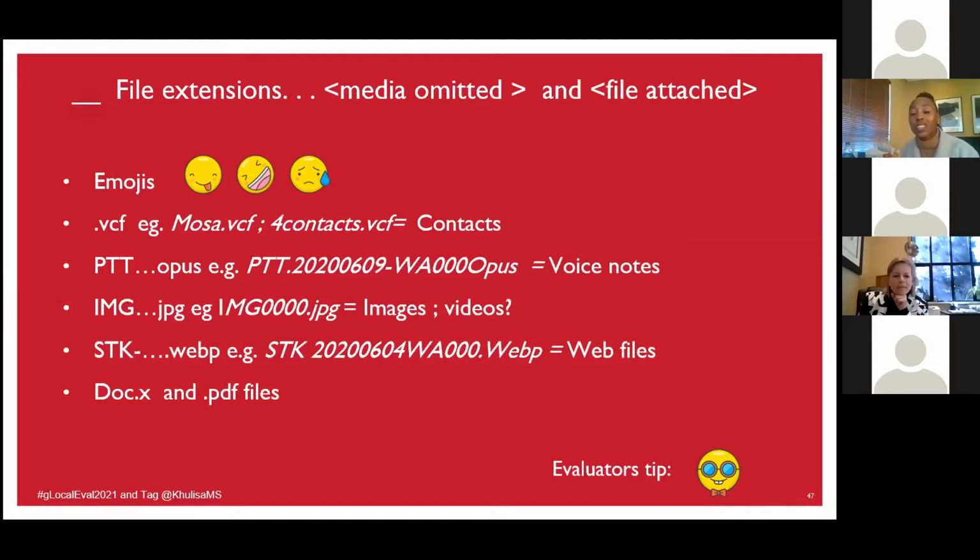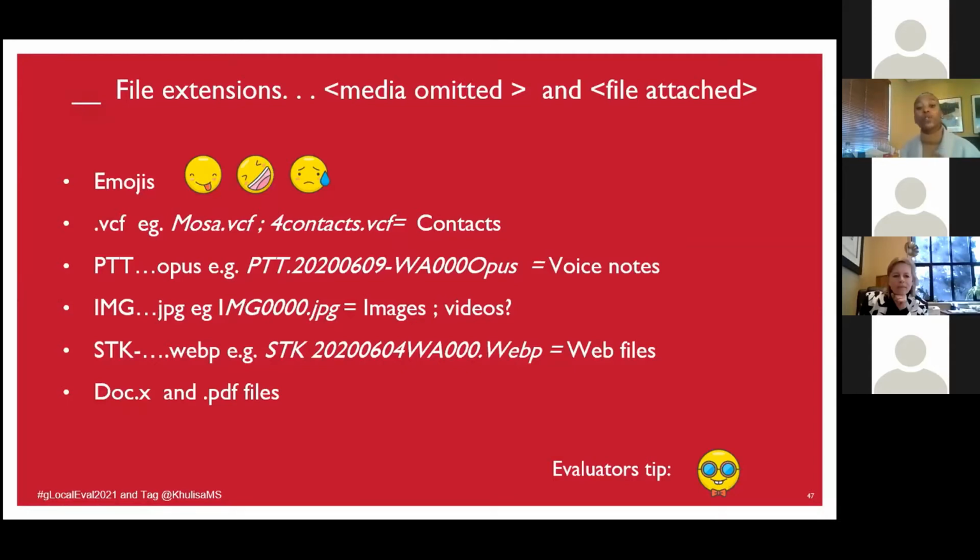.vcf files are contact files, right? So if it's saved or transferred within the group as a name, you will see the name of the person and .vcf. If more than one contact was shared within the group, you'll see 4 contacts .vcf, right? And then there are ptt.opus files. PTT files are voice notes. They also help because they are saved with their dates. Sometimes that doesn't happen, and then placing the voice note with the text is not so easy.